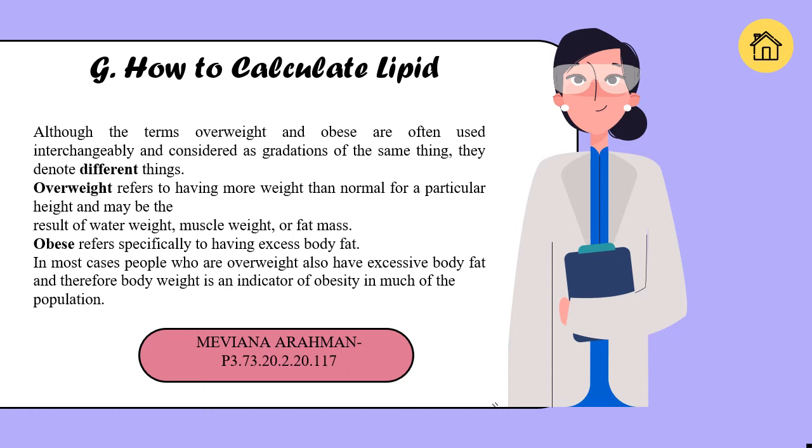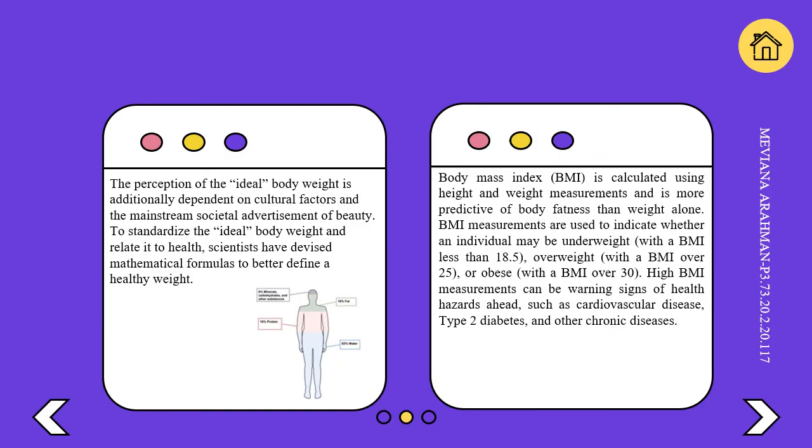Obese refers specifically to having excess body fat. In most cases, people who are overweight also have excessive body fat, and therefore body weight is an indicator of obesity in much of the population. The perception of the ideal body weight is additionally dependent on cultural factors and the mainstream societal advertisement of beauty.